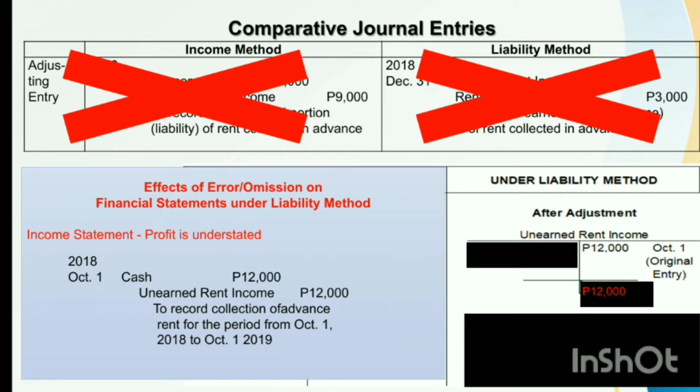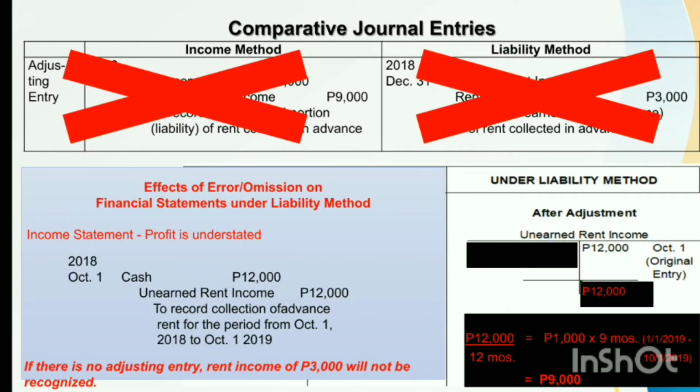Kasi alam naman natin that the correct unearned rent income balance based on our computation is 9,000 pesos. And the remaining 3,000 pesos is already an income. So if there is no adjusting entry na gagawin at the end of the accounting period, the 3,000 pesos will not be recorded or will not be recognized as part of the income. So ang mangyayari, yung rent income or yung reported rent income is understated or kulang. So kung kulang yung naging rent income, ultimately yung profit is also kulang or understated.